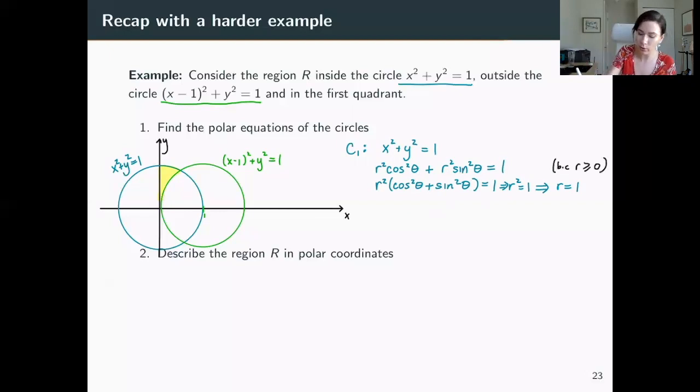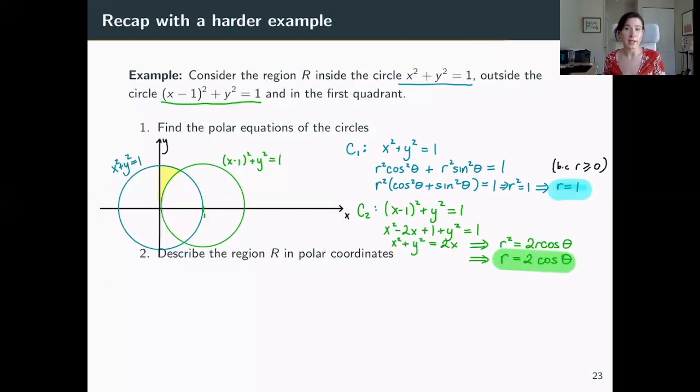For circle number 2, we have a similar strategy. We're going to take the (x - 1)² + y² = 1 and switch it into r and theta. Give this one a try. You should have gotten that r is equal to 2 cos theta. You could do this by immediately substituting in r cos theta and r sin theta for x and y respectively, or you could go ahead and do the algebra at the very beginning.